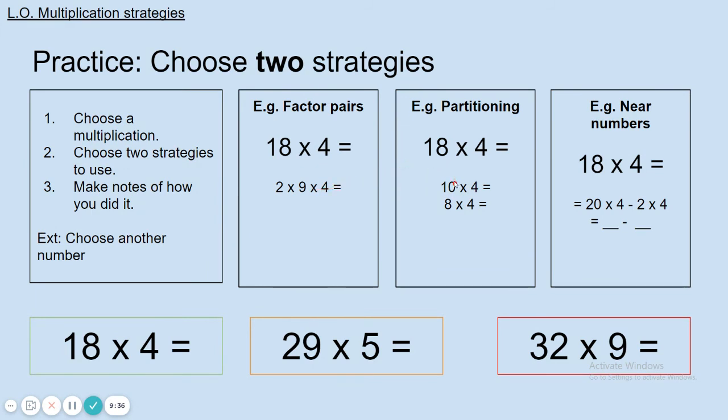And then here you've got this method, partitioning. It's always a good one. Partition to its 10s and its 1s, then you work them out. And then this one is near number, because 18 is quite near to 20. It's 2 lots of 4 away from there. So if you just do 20 times 4 and then take away 2 lots of 4, you get the answer. So let's get on to the main event.